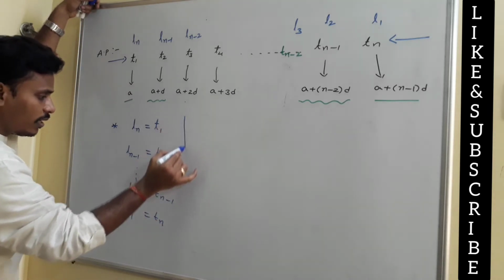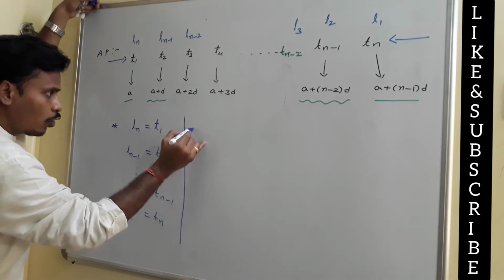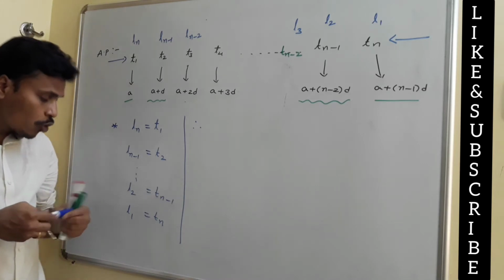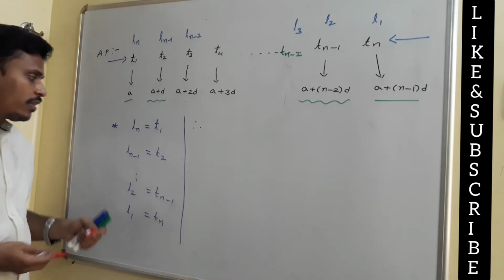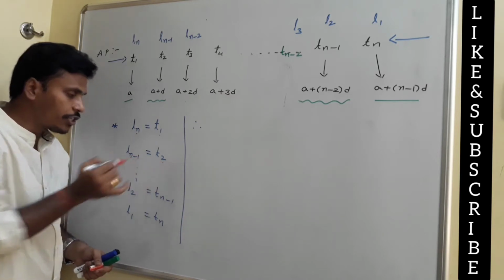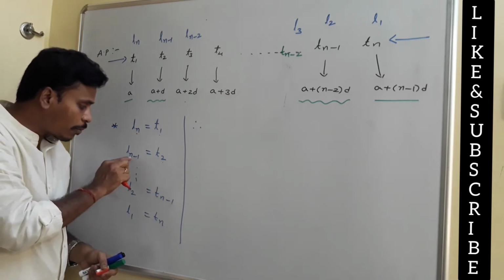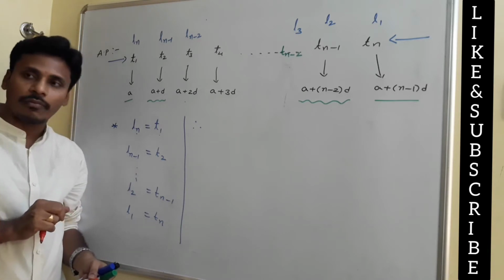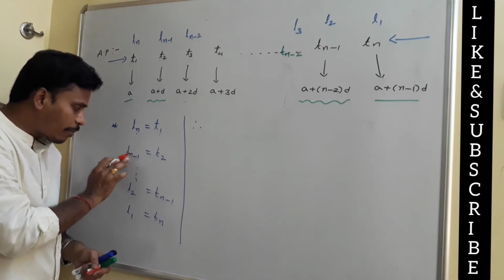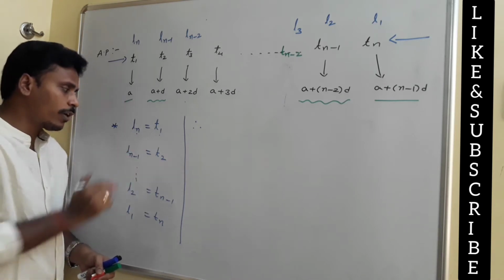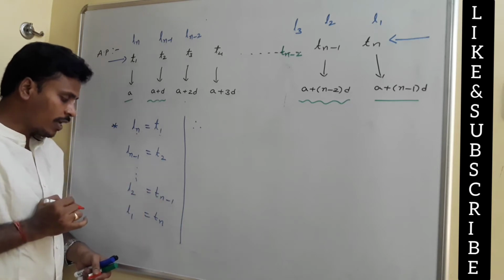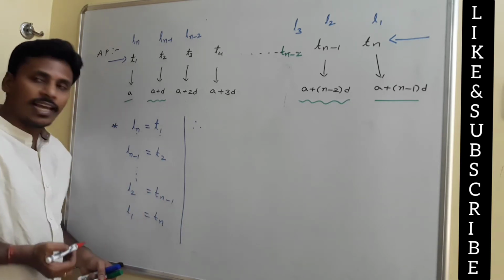From all these things, you need to generalize the task. What is that? You just look at these suffixes. This is n, this is 1. Is it clear? This is n minus 1, this is 2. The sum of this n minus 1 and 2 is n plus 1. This n and 1 is n plus 1. 2 and n minus 1, n plus 1. 1 and n, n plus 1.